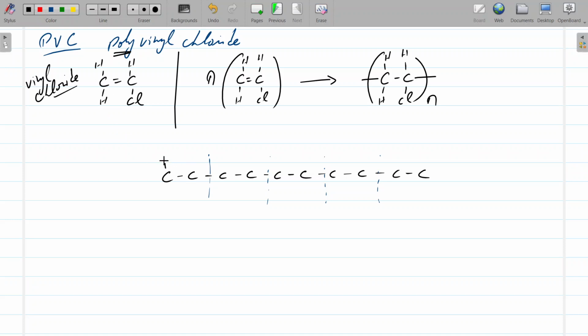And so what is it going to look like? You've got hydrogens and a chlorine. Hydrogen and a chlorine. Get it? And so whatever material you have that's made of PVC, this is what the PVC molecule looks like.